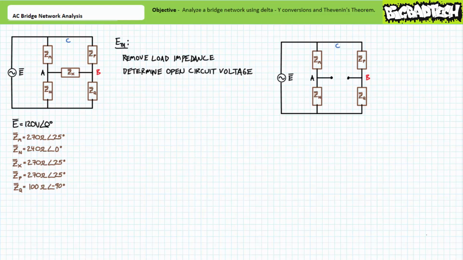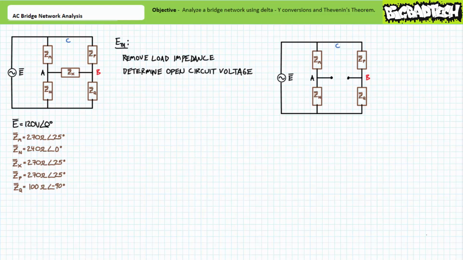First, we need to remove our load impedance of interest. In this case, we'll remove impedance element Zx between nodes A and B. Now we need to determine the open circuit voltage between A and B. Note the removal of impedance element Zx has fundamentally changed this complex bridge circuit to a pure series parallel circuit.